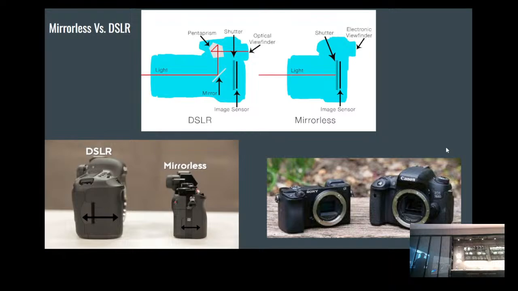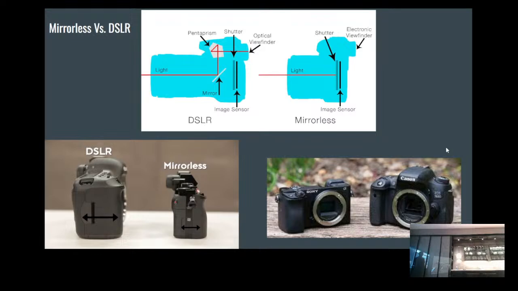So for the DSLRs, light comes through, bounces off the mirror, hits the pentaprism, and then you're able to see through the optical viewfinder. When you're ready to take the picture, the shutter will open up, the mirror will flick open, and then it will show on the image sensor. Now, we don't need that anymore. So basically what's going on here is that with the mirrorless cameras, the light comes in, or your image comes in, you have your shutter in the front, which still opens and closes and works the same, and then you have your image sensor behind it.